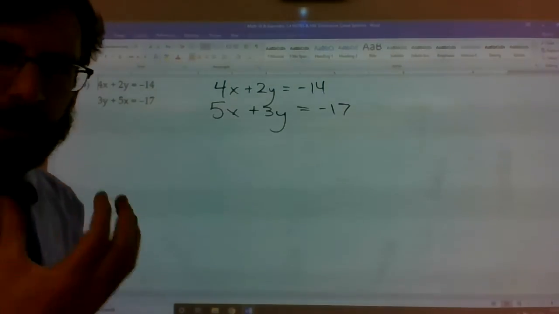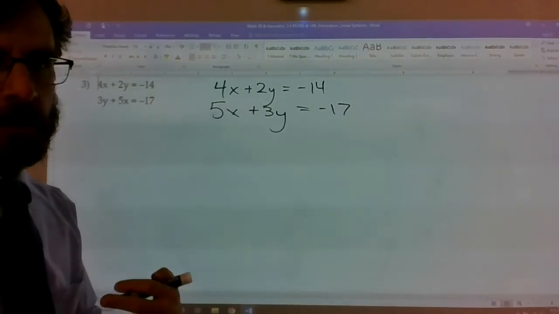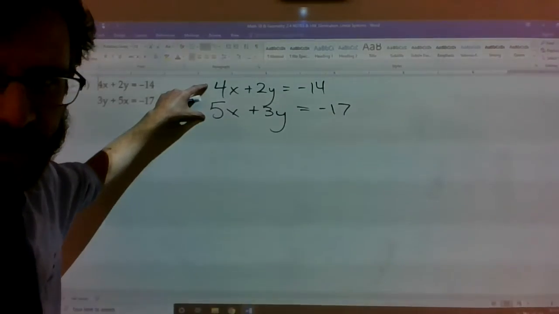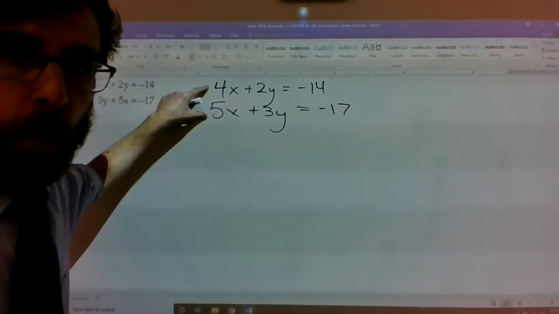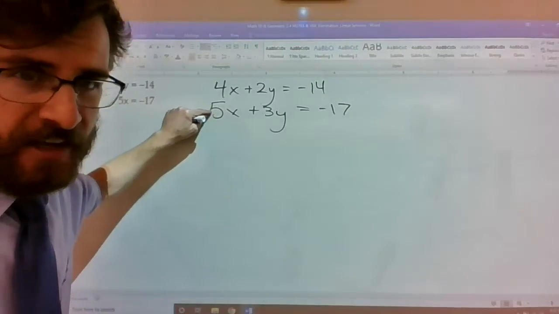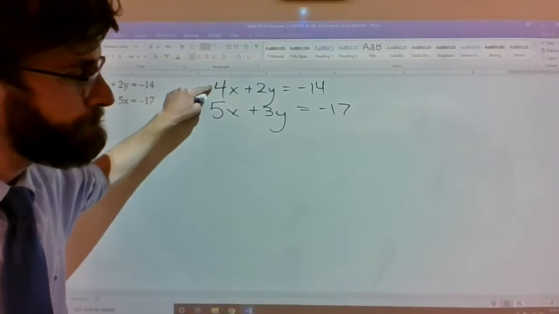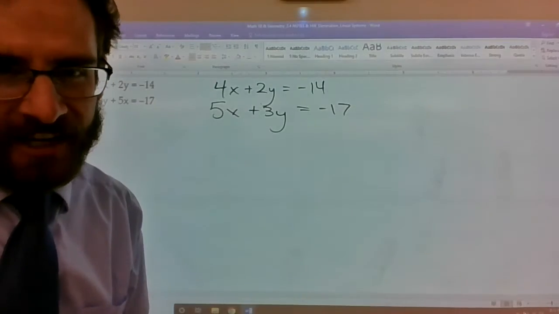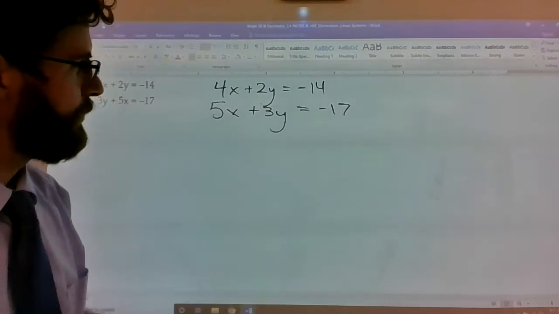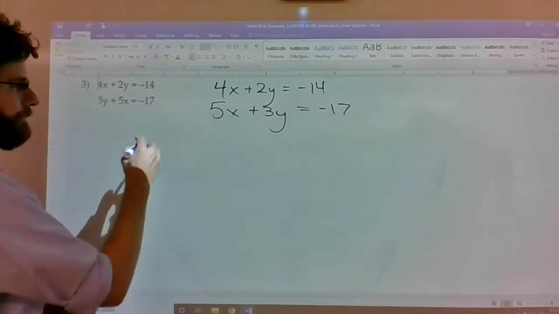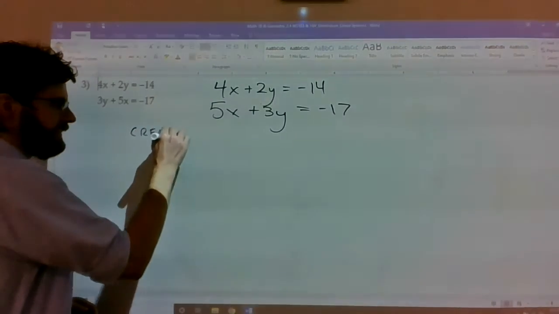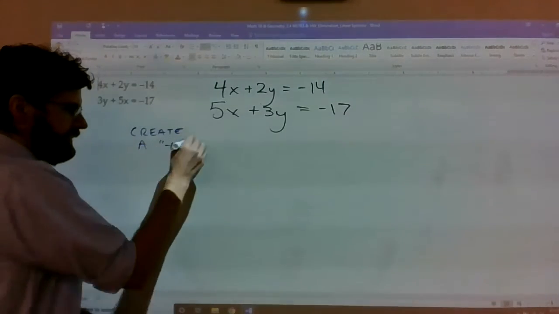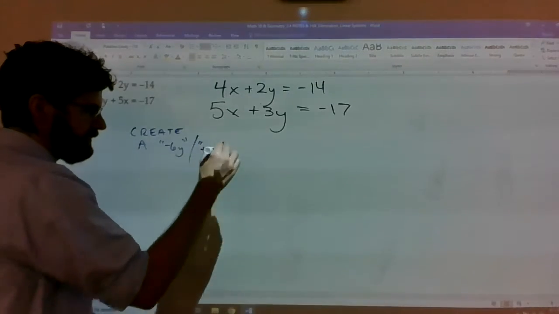All right, so this is the most important example because it really tells me who knows what they're doing and who's just kind of guessing. To get the number in front of x to be the same, you would need 20 to be the smallest number that divides 5 and 4. If you wanted the y's to be the same, though, 2 and 3 are divided by 6. 6 would be the smallest number that divides them both. So what I'm going to try to do is create a negative 6y, positive 6y situation.